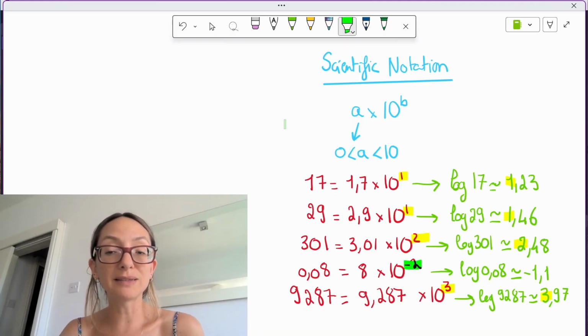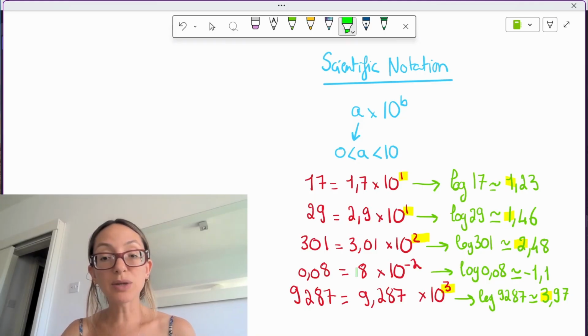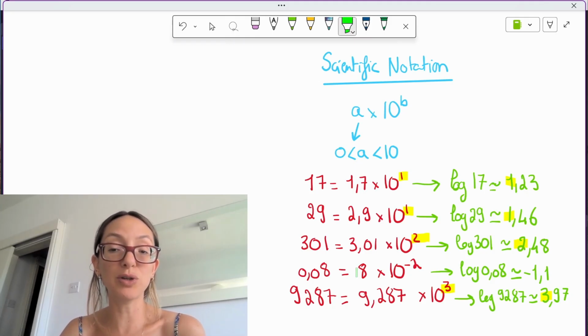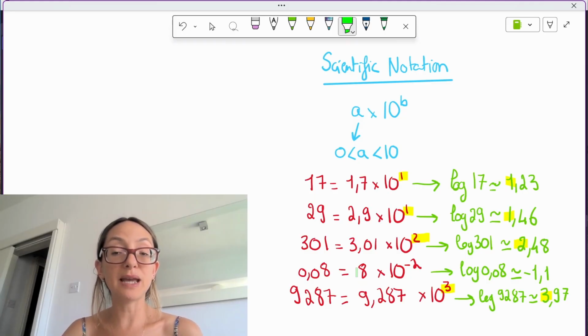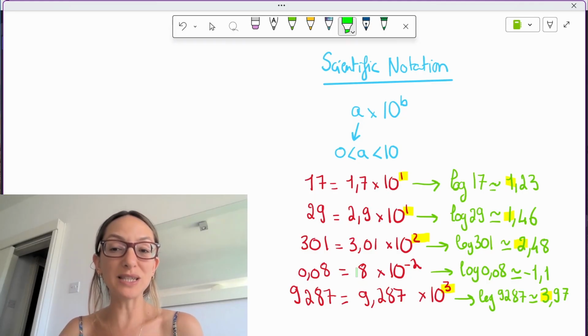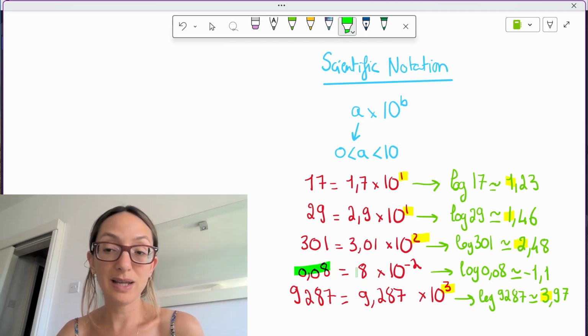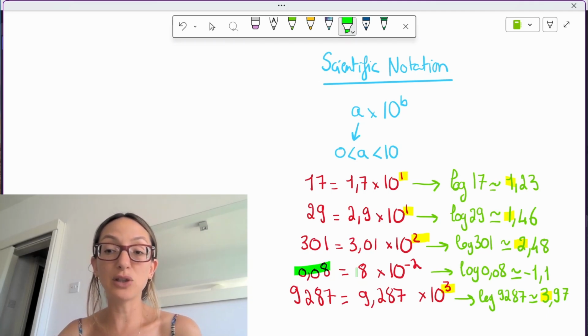And obviously with negative powers, the bigger the absolute value of the exponent is, the smaller the value we get. So for example, 10 to the power of minus 3 is smaller than 10 to the power of minus 2. And so here, because 0.08 is actually bigger than 10 to the power of minus 2, in fact, it's 8 times more than that, so the logarithm base 10 is going to be more than minus 2. In fact, since 8 is almost equal to 10, you can actually round up 0.08 to 0.1, which means it would be 10 to the power of minus 1. And that is why here we have the logarithm equal to minus 1.1.